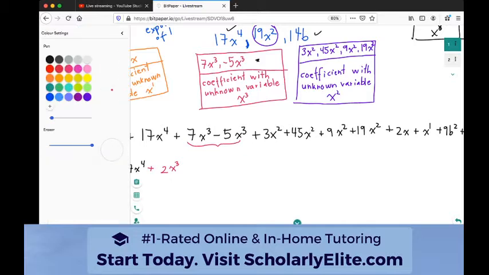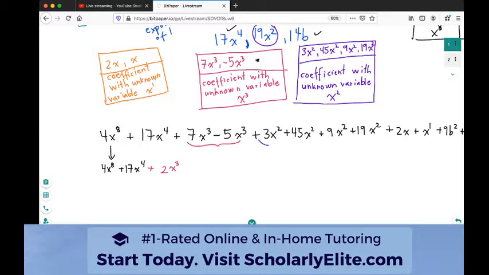Next, we've got the x squared coefficient variable situation. So all of these here, 3x squared and 45x squared, 9x squared, 19x squared, they can all be added together. So we're going to go 3 plus 45 plus 9 plus 19. And that gets us 76x squared. So that's this here.